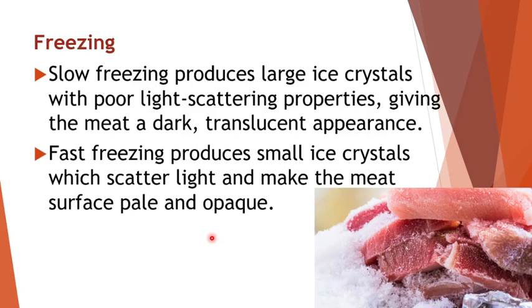And finally, the freezing. The type of freezing also affects how our consumers perceive the color of our meat. For example, slow freezing produces large ice crystals with poor light scattering properties, which gives the meat a dark, translucent appearance. Hence, if your meat is PSE meat, you might consider slow freezing in order to give it a darker appearance. On the other hand, fast freezing produces small ice crystals with scattered light and makes the meat surface pale and opaque. And of course, if you have DFD meat, you could do fast freezing to make it look paler.